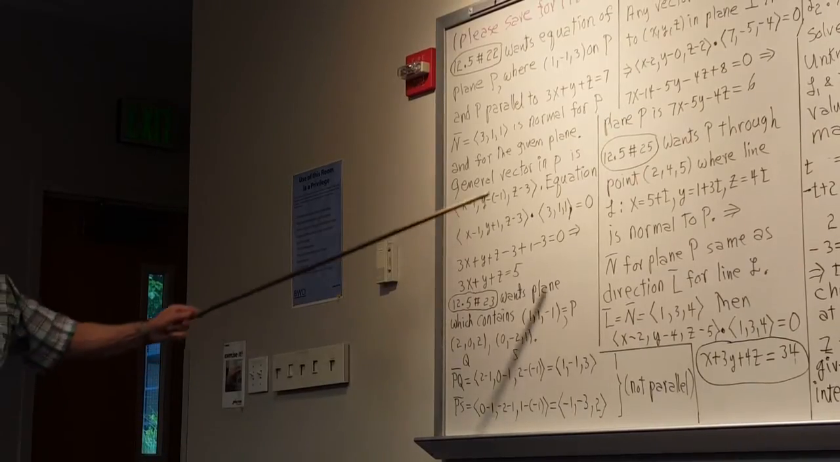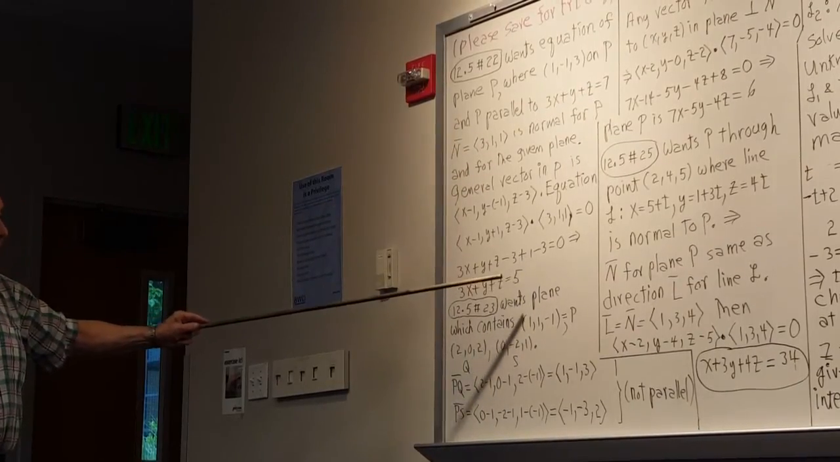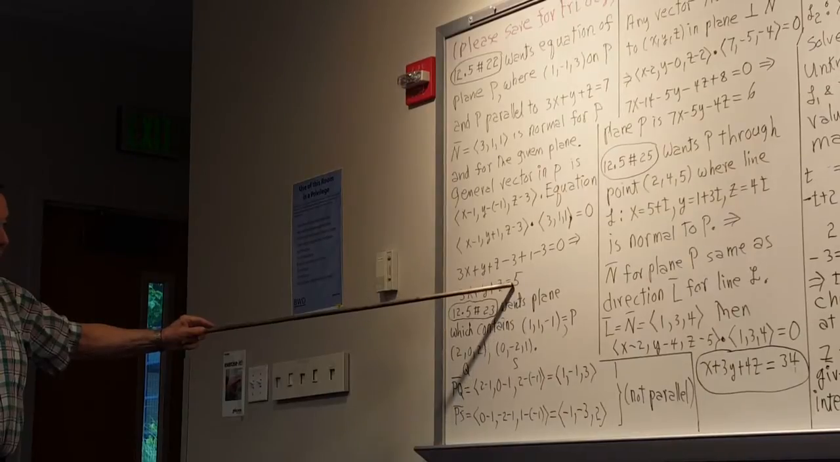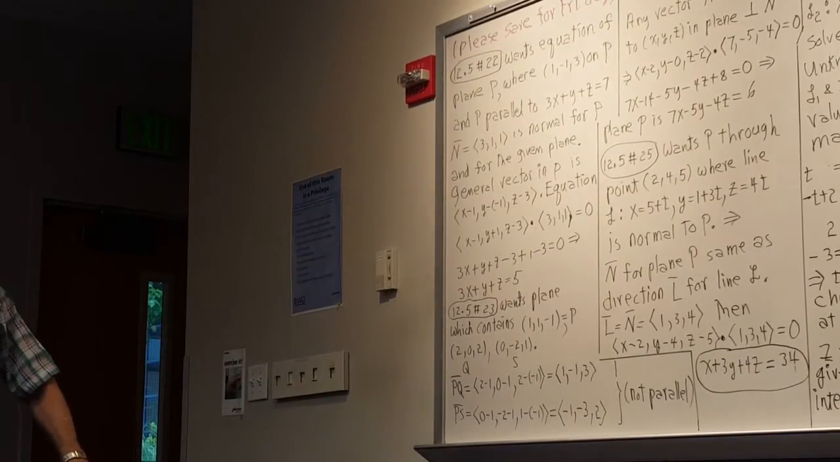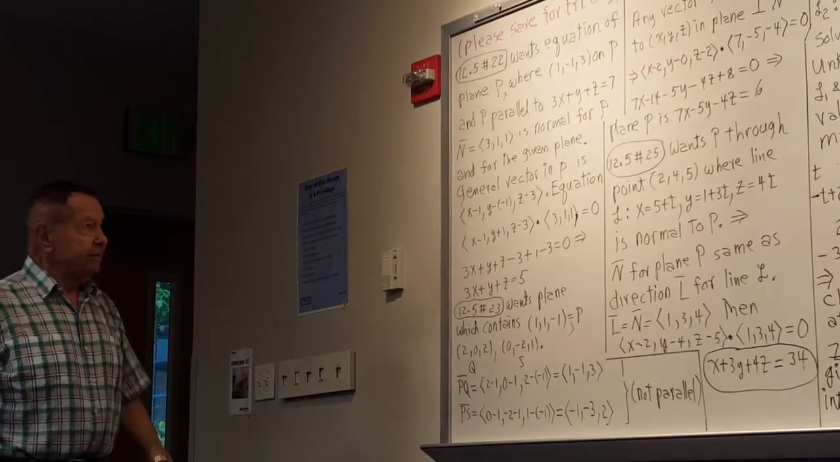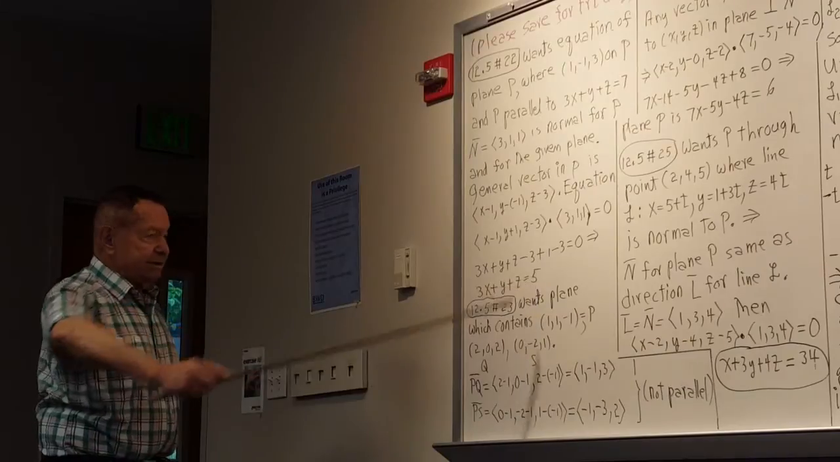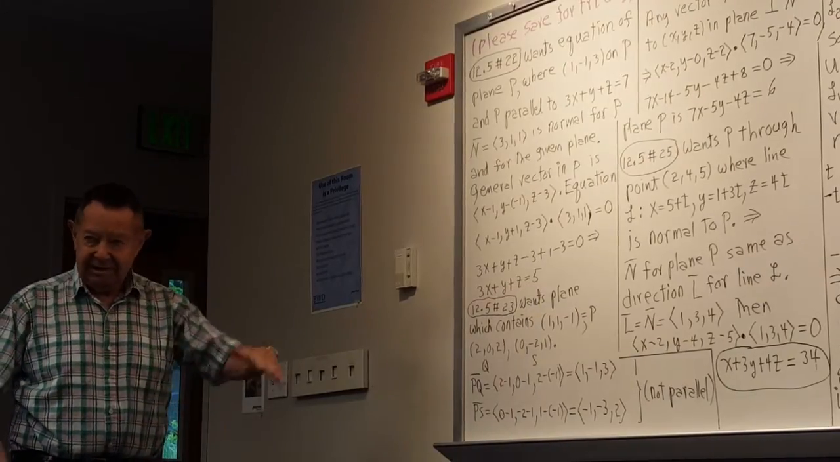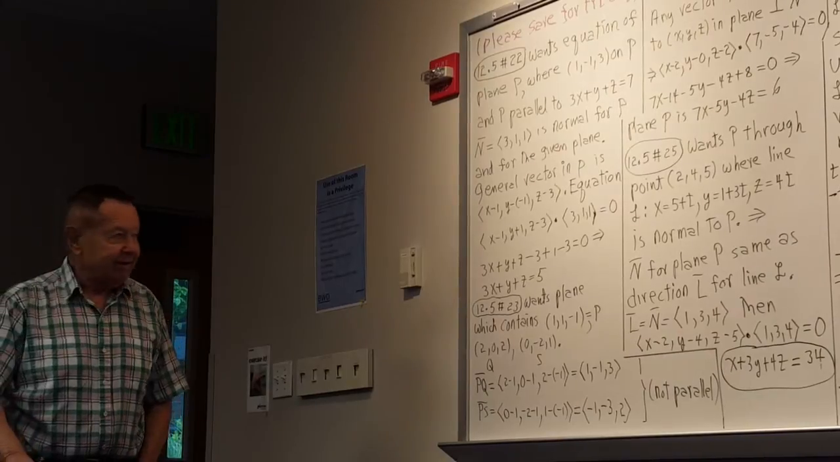So essentially the difference between these two planes is in the distances from the origin. And then we can use these two numbers to get the distance between the planes. We're not quite there yet, but we'll get there.